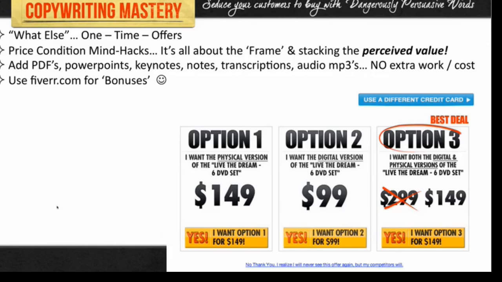This is the physical version. Option 2 was just the digital version. Okay? So that's cool. We'll take $100 for the digital. For digital products, there's really no cost, really, once the product itself is created, right?